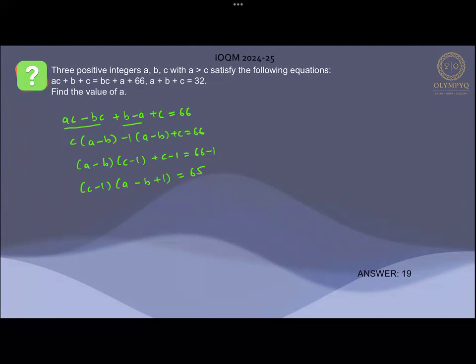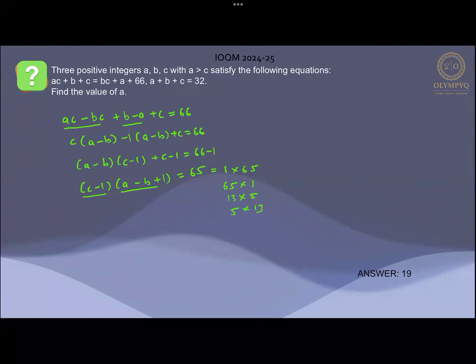Now, since a, b, and c are all integers, the two factors on the left hand side have to be integers. Then this will be restricted to only a few cases. That is, this can be written as 1 into 65. The next case is 65 into 1. Another one is 13 into 5, and the next one is 5 into 13. Now, one by one, we can take the cases and we'll get the final answer.